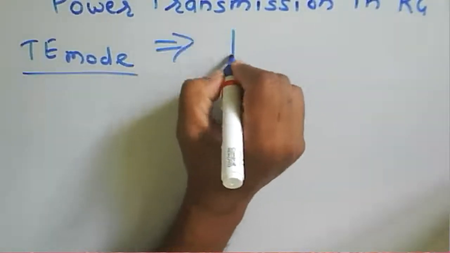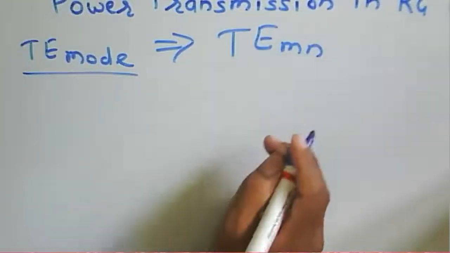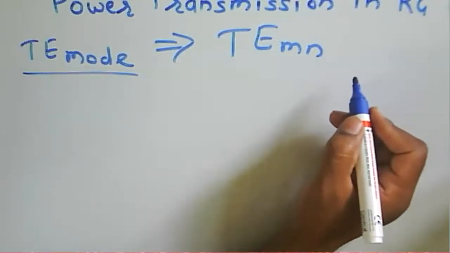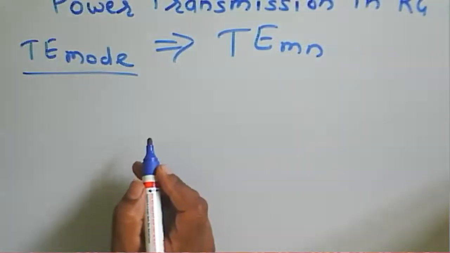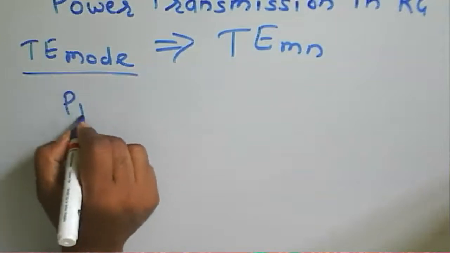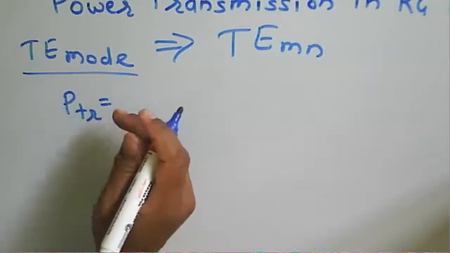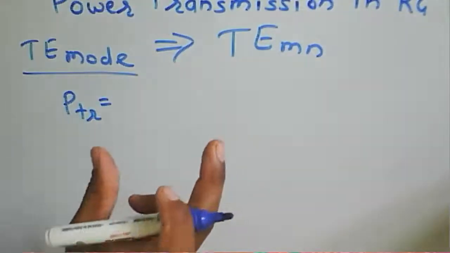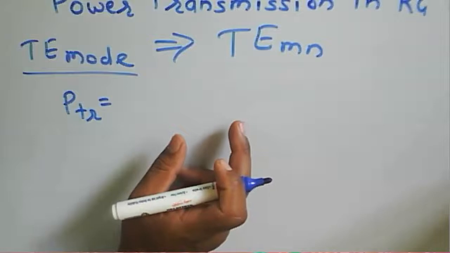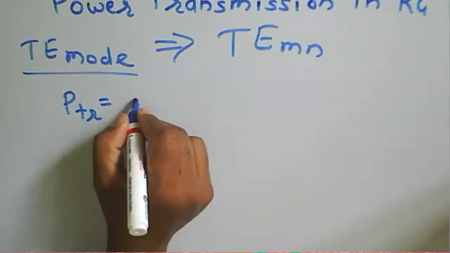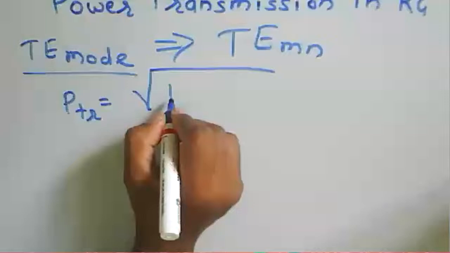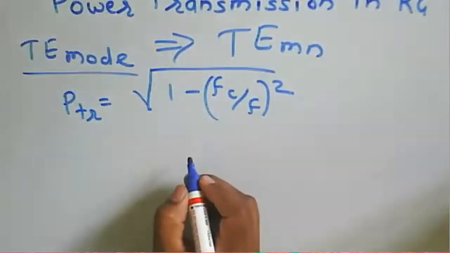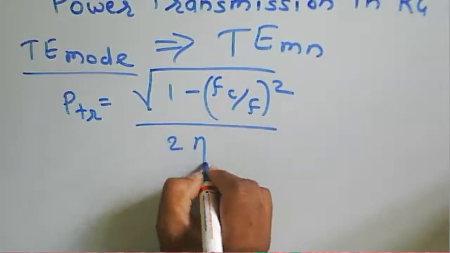So TE mode means what? That we say TE_mn, with the subscripts m and n used for the half cycle variation along the width and along the height here. So the power transmitted, if it is a TE mode, then the average power transmitted through the rectangular guide will be equal to under root of 1 minus (fc by f) whole square, by 2 eta here.